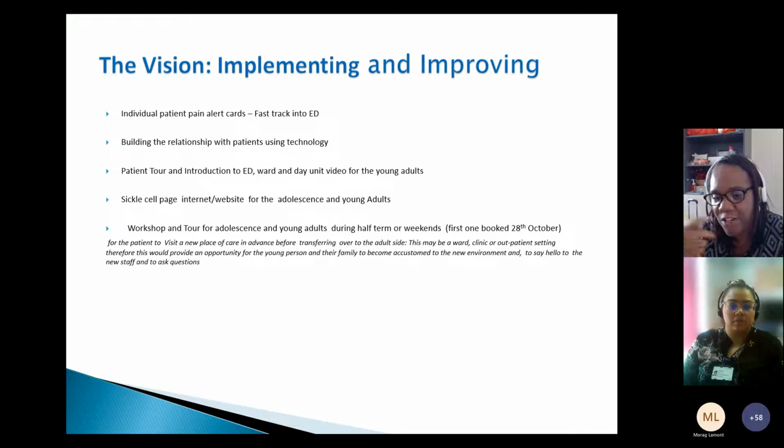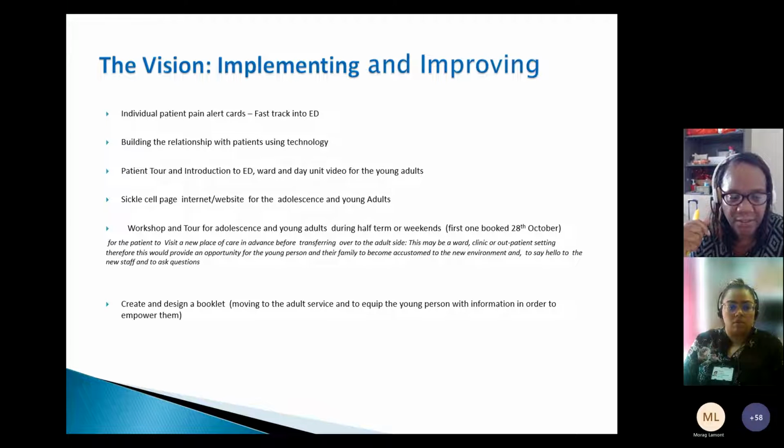I'm already having a workshop, my first one, so wish me luck, on the 28th of October. And with that, I incorporated some short talks, just talking about my role, the adult senior's role, and bringing what is needed when they do come over to the adult service.